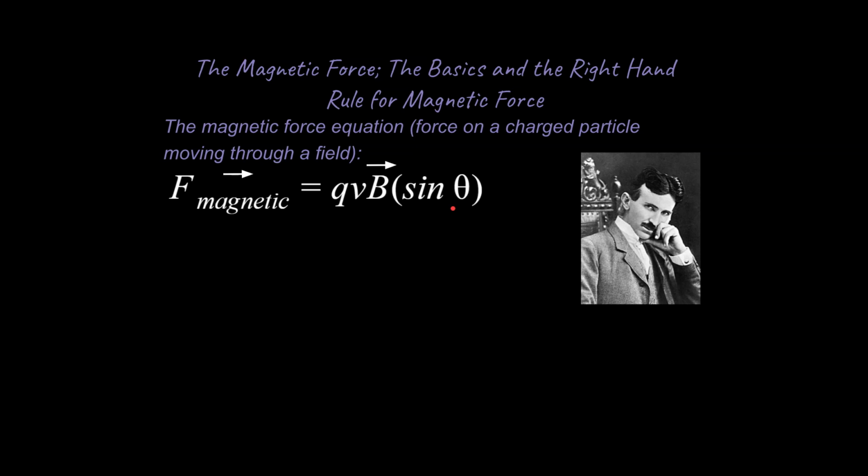So if it was at 90 degrees, the sine of 90 degrees would be 1. And if it's not 90 degrees, if it's less than that, then it will be less of a force. If the angle at which the particle came in is exactly the same as the magnetic field itself, then the difference between them would be 0. Well, the sine of 0 is going to be 0. So that goes back to the image I had just shown you a moment ago.